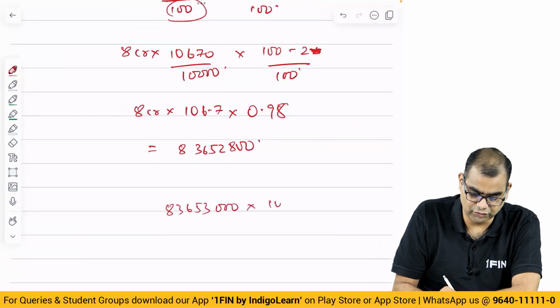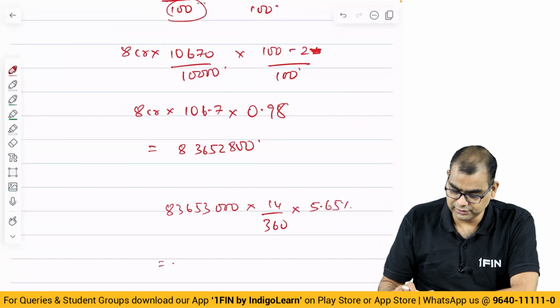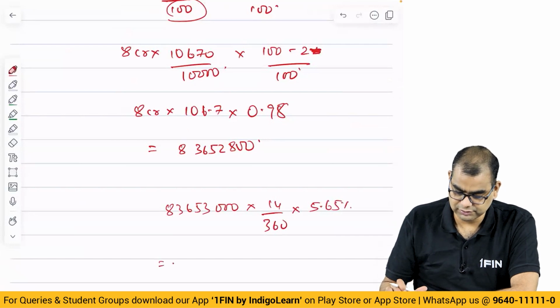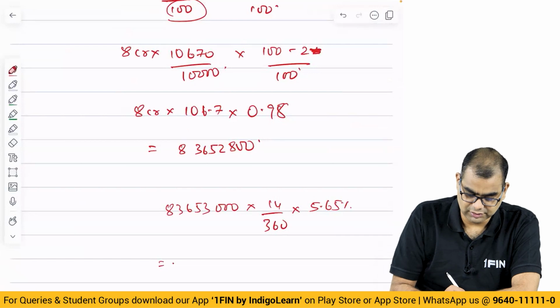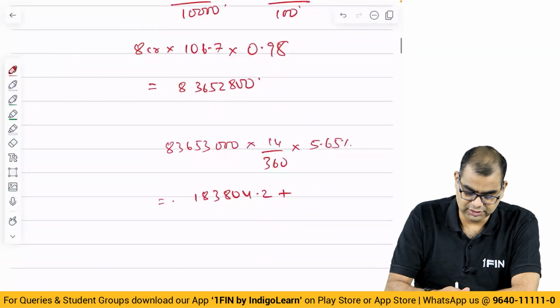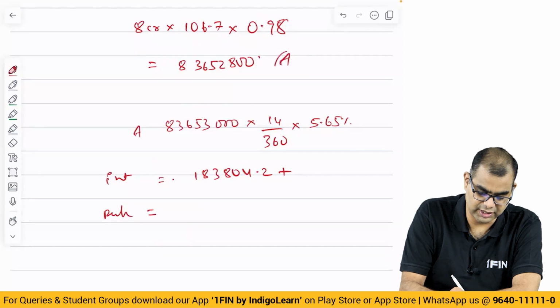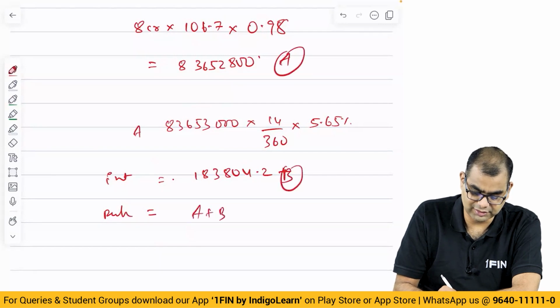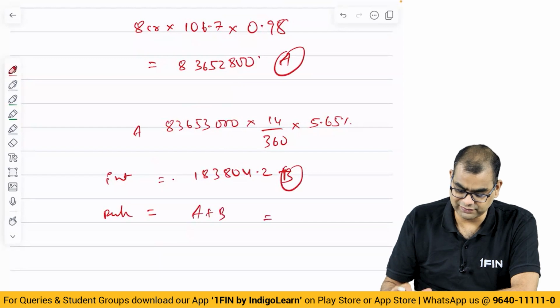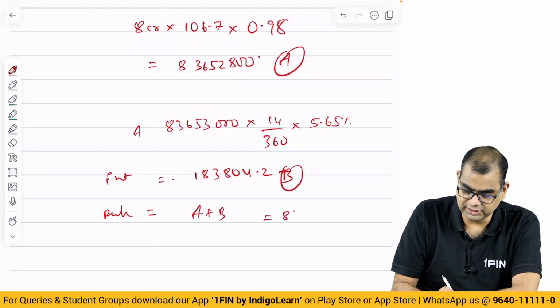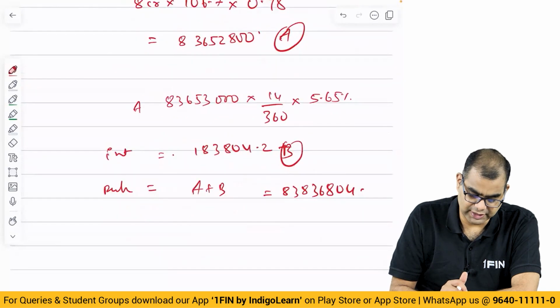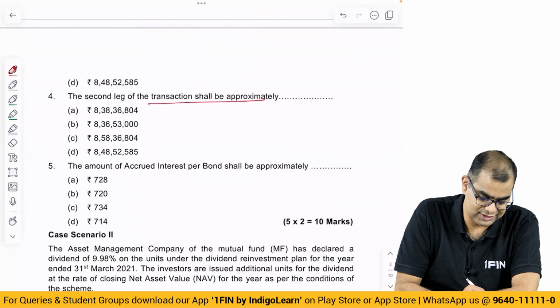8,36,530 into 14 by 360 into 5.65%. So the interest will be 183,804.2 plus... this is the interest. Return is equal to this is A, this is B, A plus B, that is equal to plus 8,36,530. You get 8,38,36,804. See, this is the answer.